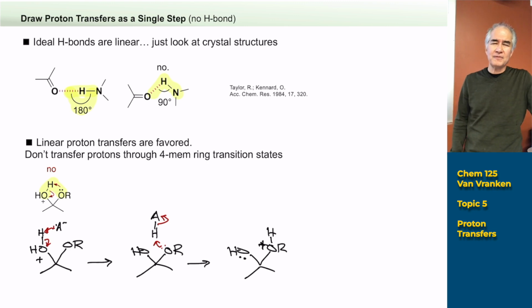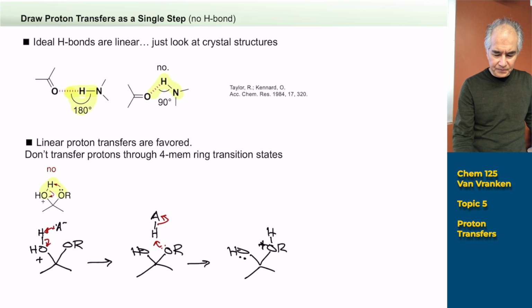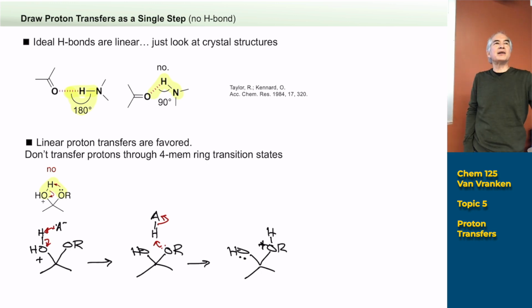We're not going to use 4-member transition states. 5-member transition states, not so bad. 6-member, not so bad. Linear, perfect. So just don't transfer protons through 4-member transition states. It will always be faster to do this through an intermolecular proton transfer. Pull the proton off, come back, and put the proton back where you wanted it to be.